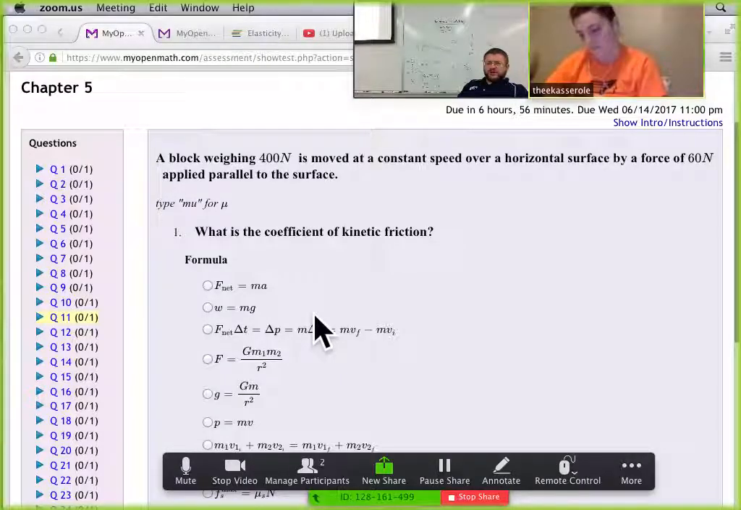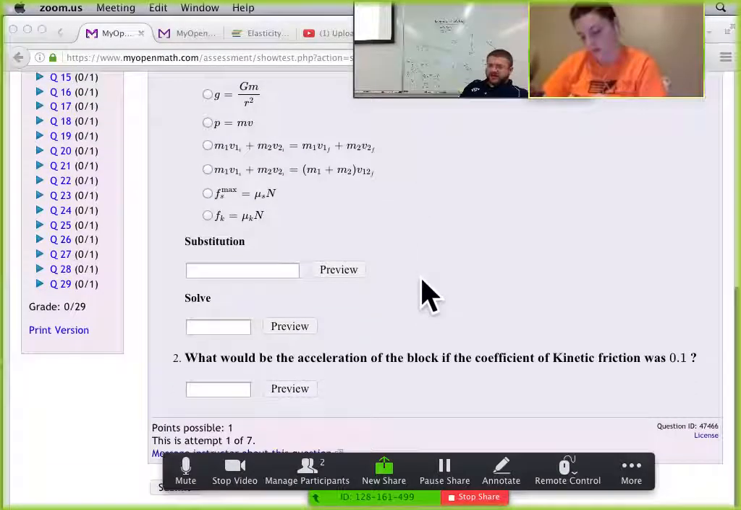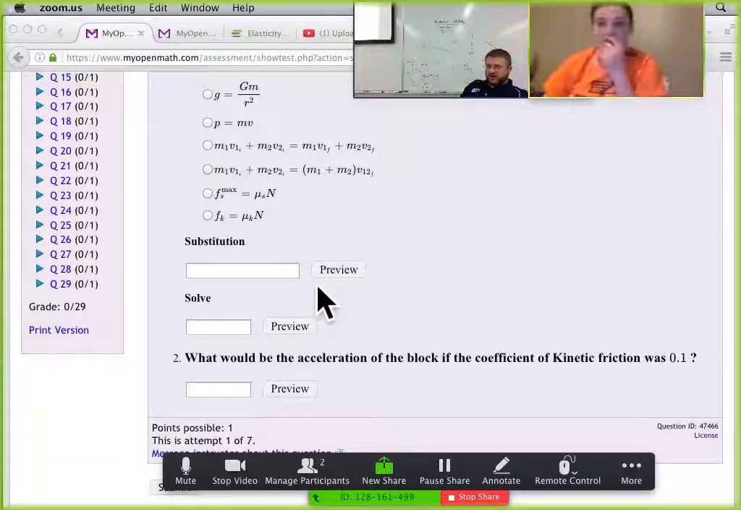So 400 newtons, it's moved at a constant speed by a force of 60 newtons. So that's right, we have a block that has this weight to it. It's moving at a constant speed by this force, 60 newtons, and the coefficient of kinetic friction is pushing back. You've calculated the coefficient of kinetic friction here from that problem, and they're saying, what would happen if that coefficient wasn't there, but there was another one there? What would happen to the acceleration?